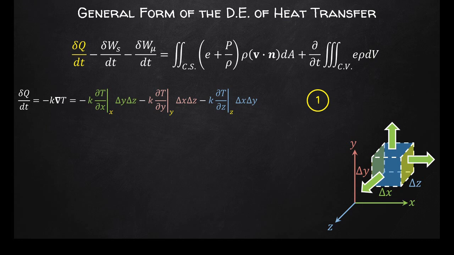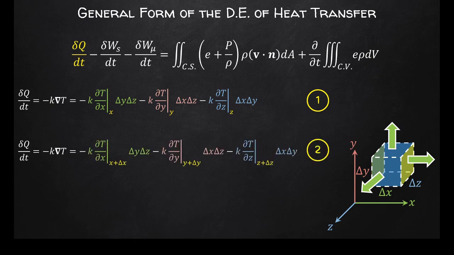Recall the heat flow in the x direction, shown here in the green, is perpendicular to the surface area made up by delta y by delta z. Similarly, heat transfer in the y direction, shown in red, and in the z direction, shown in blue, are perpendicular to the surface areas of delta x by delta z, as well as delta x by delta y.